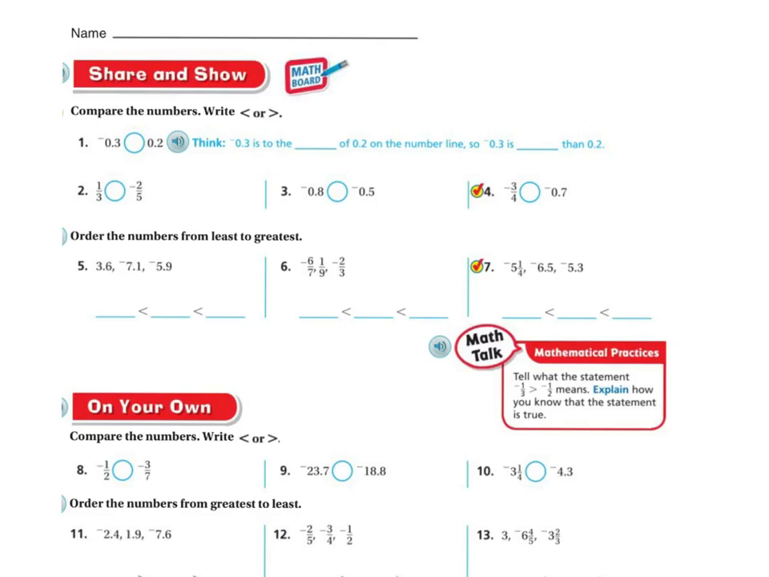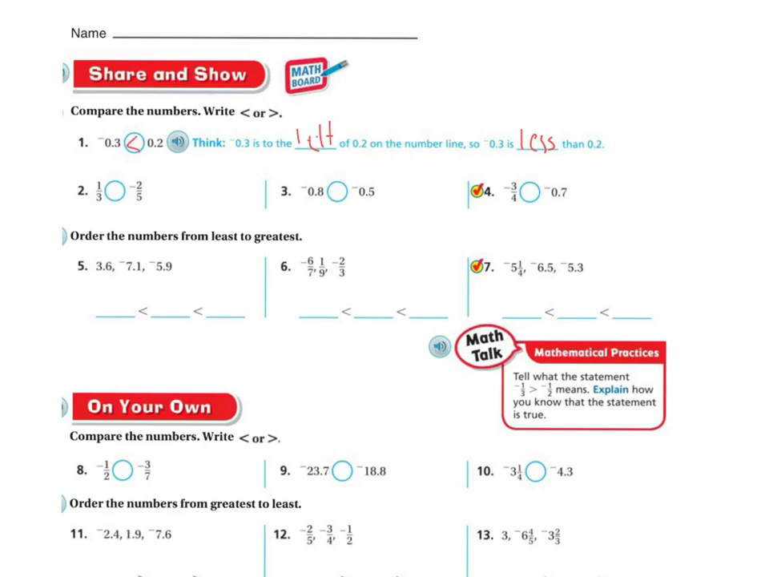Let's do a couple more. Now we're going to do the greater than and less than sign. So I have negative 3/10 and negative 2/10. So think, negative 3/10 is to the left of negative 2/10 on the number line. So it is going to be less than, right?